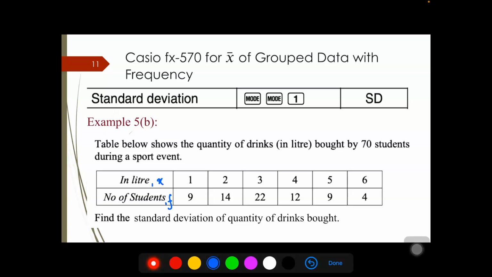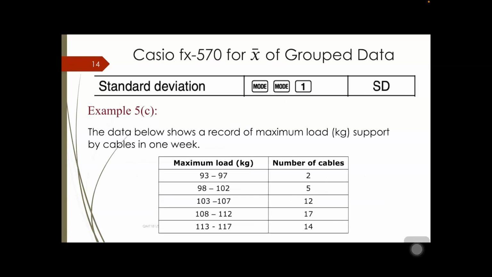Recall, to key in your data in the scientific calculator, the first value that we need to insert in the calculator is the value of X, followed by the value of frequency. So this is an example related to grouped data.